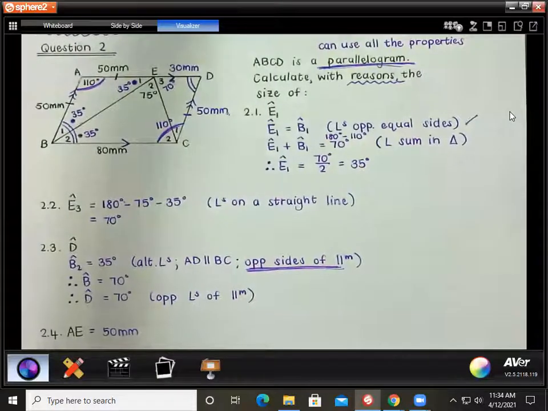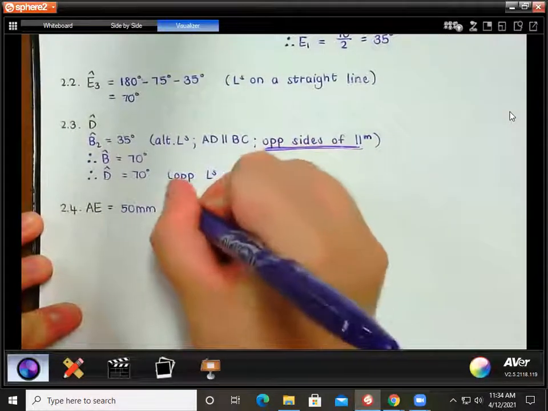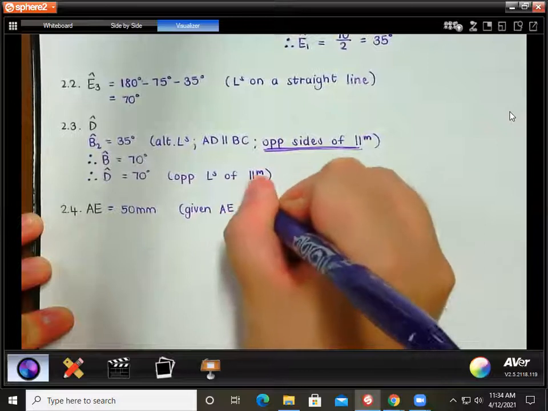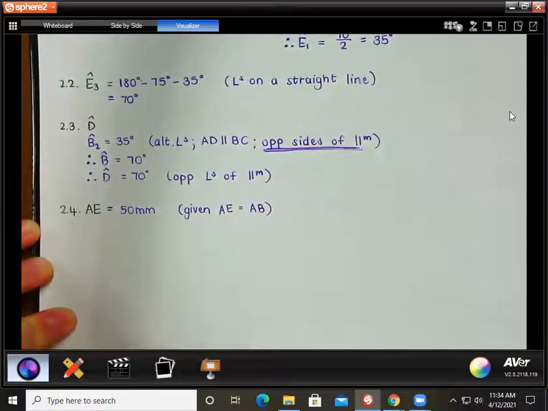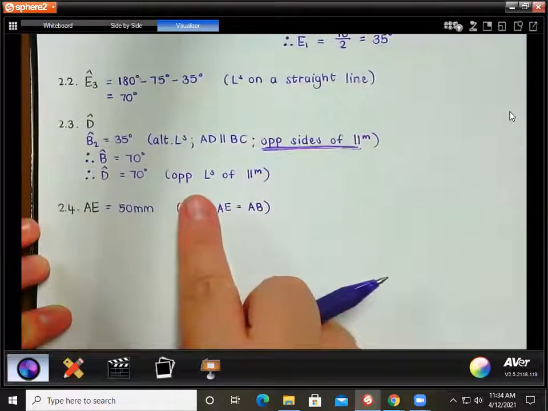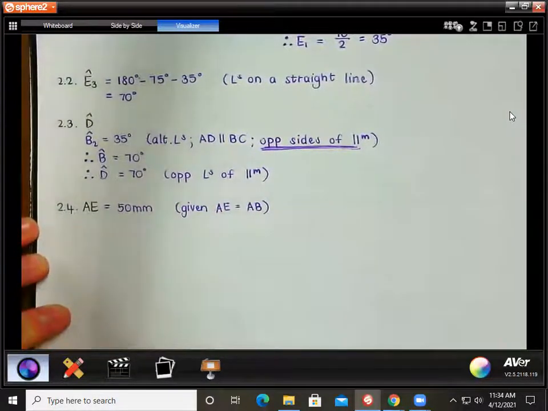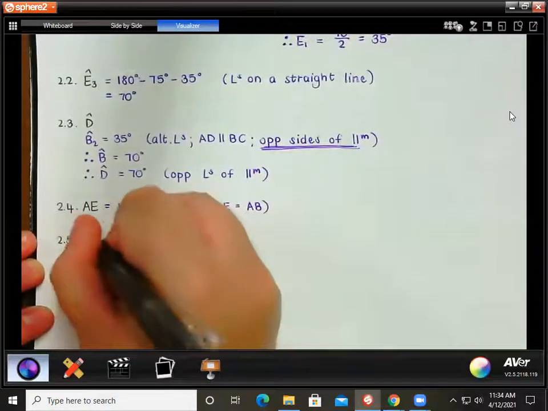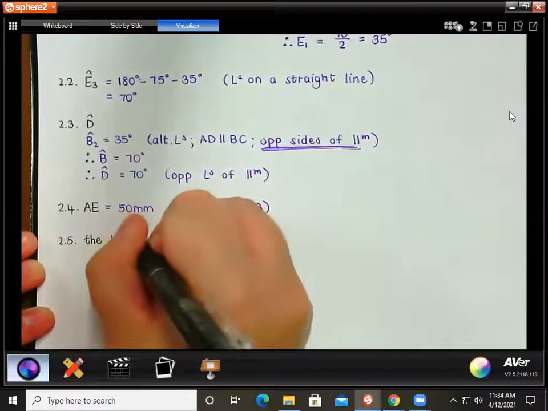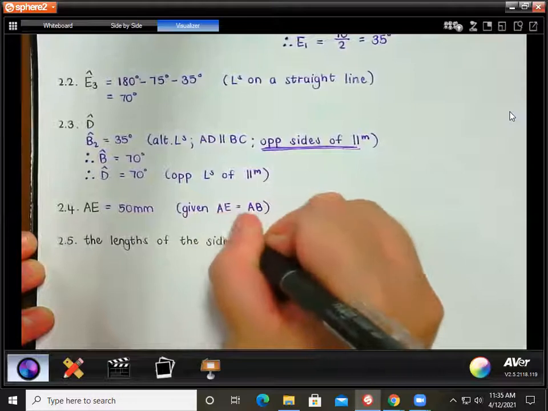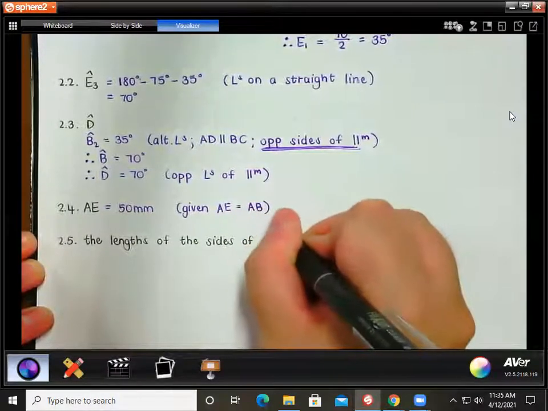So technically it is given, yes, you're correct. But let's just write a little bit more. Let's say given AE equals AB. Or even if you just wrote AE equals AB, that would be fine. Okay, that's a nice one. That's the answer for 2.4. And then for 2.5, they want the lengths of the sides of triangle CED.